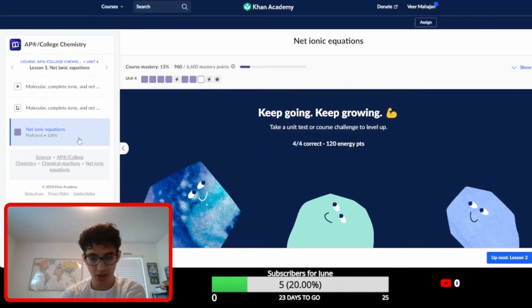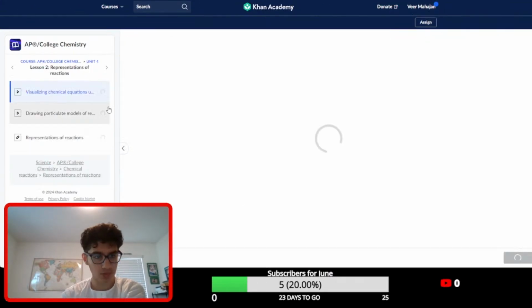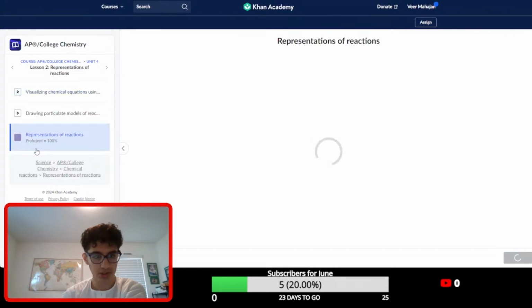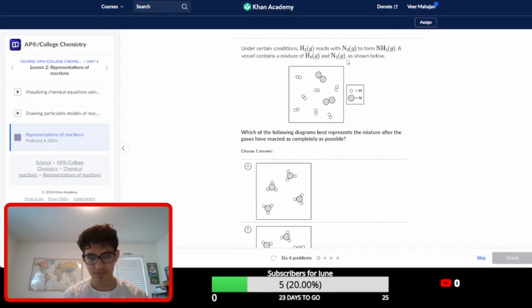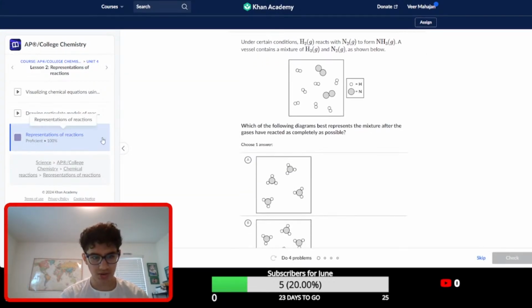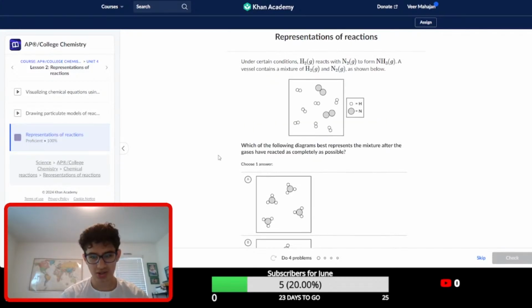So with that, we're done with the first one, net ionic equations. Now let's go on to representations of reactions. I'm not too sure. This definitely wasn't in the book, at least that's what I remember, so we'll just see. I don't remember how long ago I did this, so I think it was just a few days ago, so hopefully I'll remember how to do this stuff.